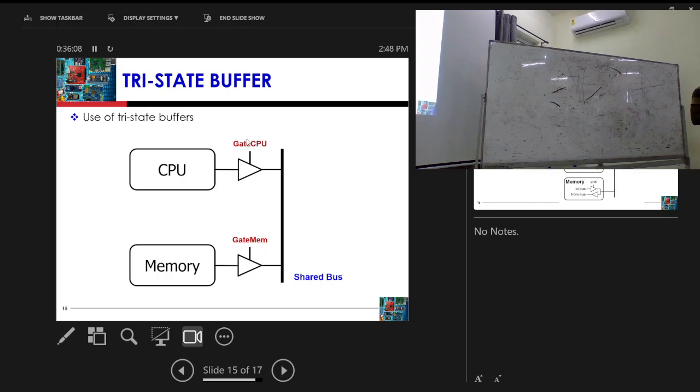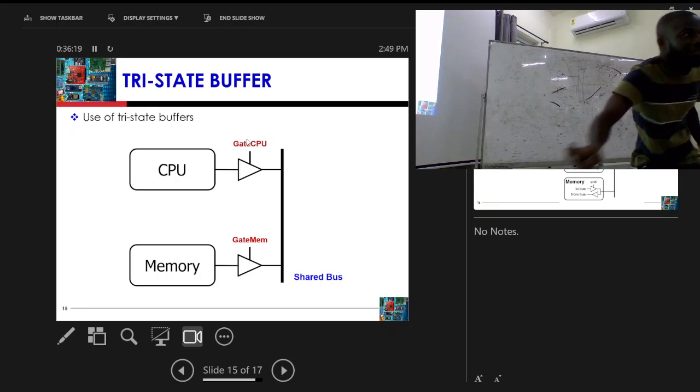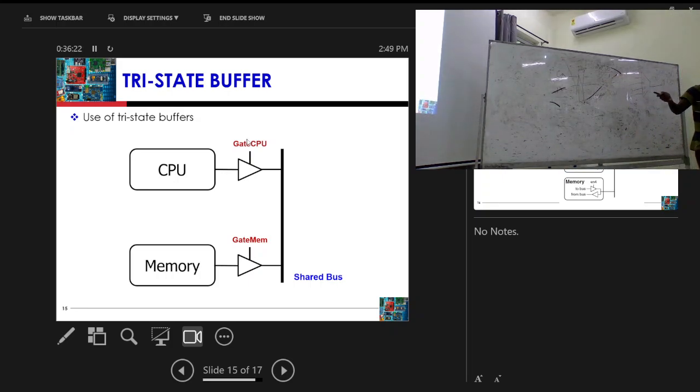So now all you do is that if the CPU wants to use the bus, it should just enable the gate there. You see the gate CPU. If CPU wants to use the bus, it just makes here 1, and whatever it has will come to the bus. If CPU makes here 0, nobody will come here, it will be floating. Now, if memory wants to use the bus, all it has to do is make here 1, and then whatever value is here comes to the bus. Very, very simple circuit for a shared bus.